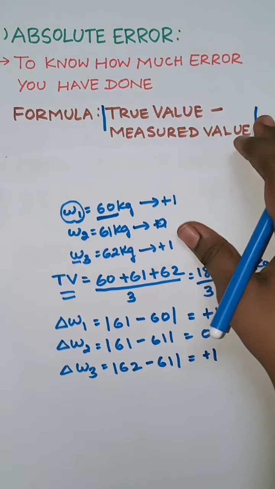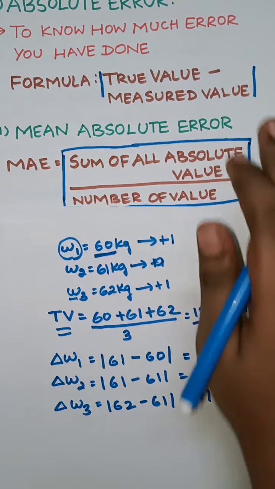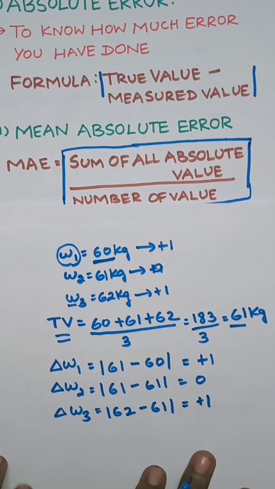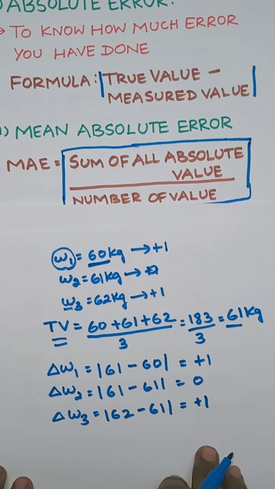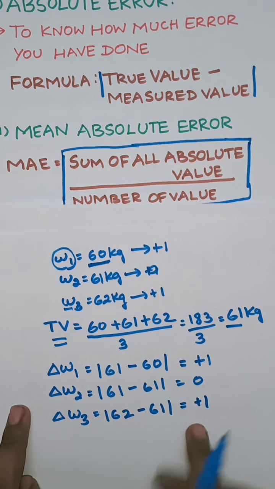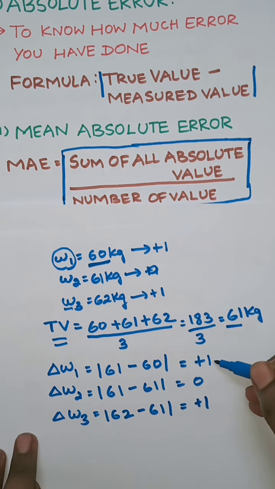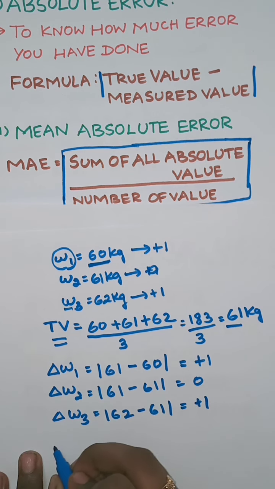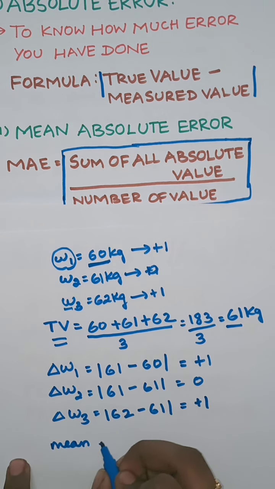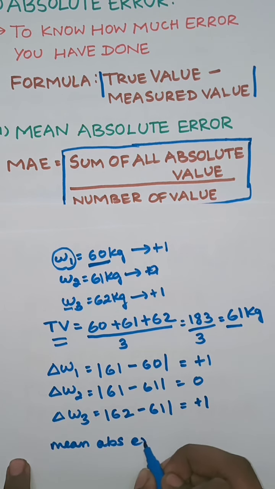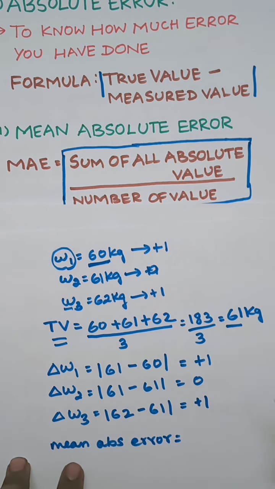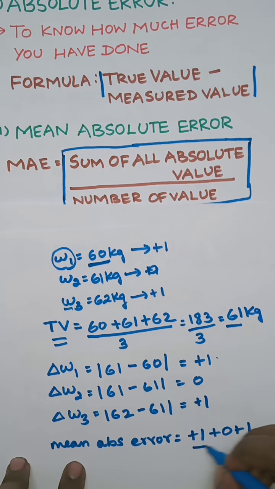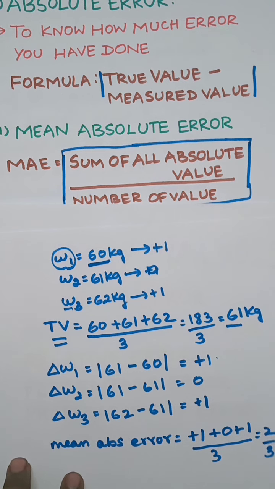Now next is mean absolute error. You calculate the mean absolute error as the sum of all absolute errors divided by the number of values. Sum means you have to add all the absolute errors, divided by the number of values, that is 3, which is nothing but 2 by 3. Okay, that's it.